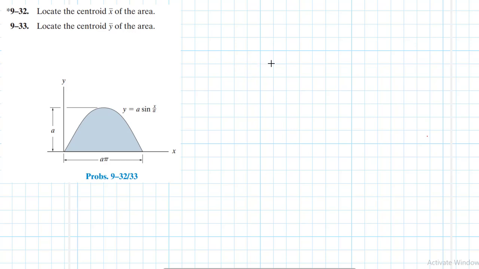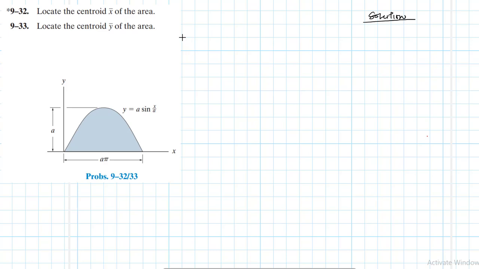Hello, welcome. The problem reads: locate the centroid x bar and y bar of the area. The problem is coming from the Engineering Mechanics: Statics textbook, 13th edition, by R.C. Hibbeler. We have been asked to find the centroid.